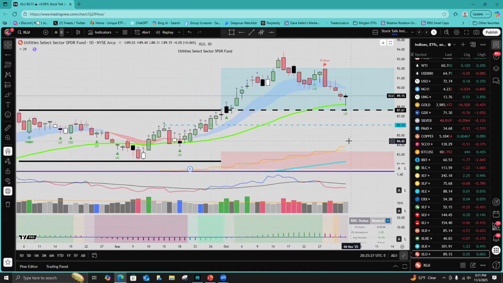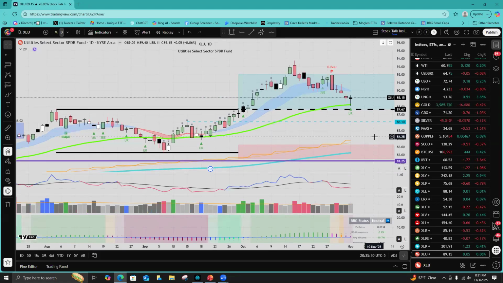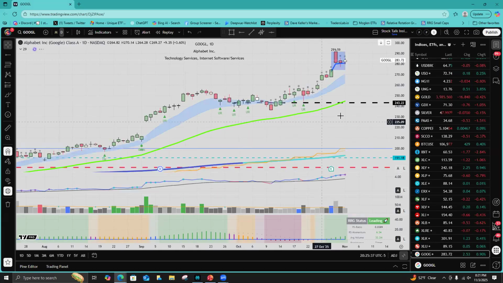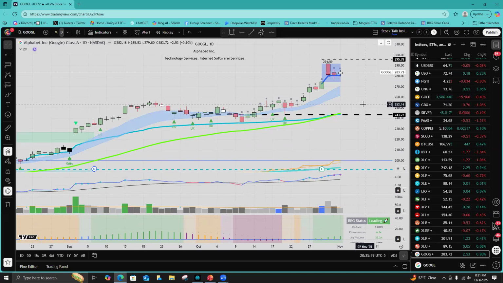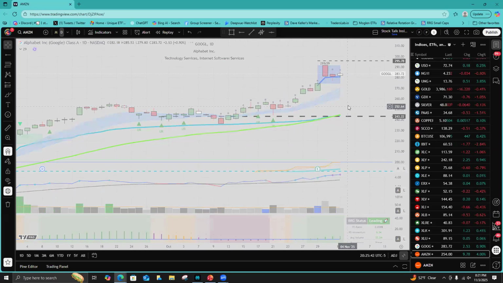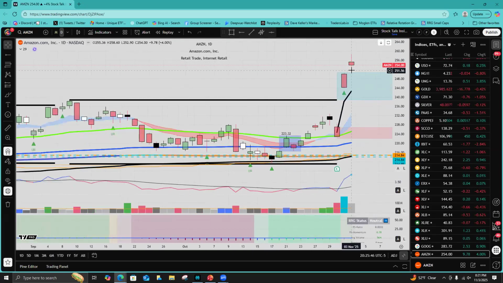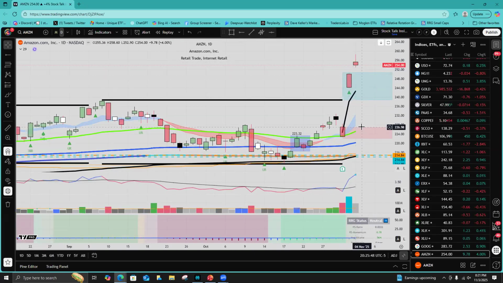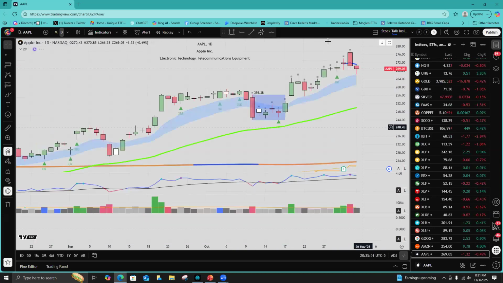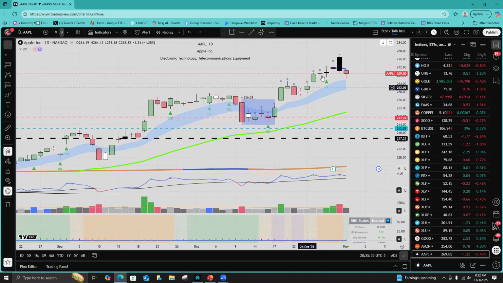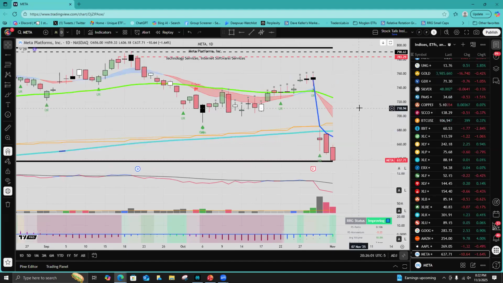XLU, boy, that's a nice stick off the 50. I'll write that one down. XLU. Google really held up well. I mean, that's probably number one of the big boys to look to get into. Amazon, you know, wouldn't be surprised if it fades. These larger caps generally do fade off their earnings. This time could be different, I suppose. Apple holding the 10. First touch of the 10 after that powerful move, came in there and tapped it, went straight back up. Good buy opportunity there today, intraday.